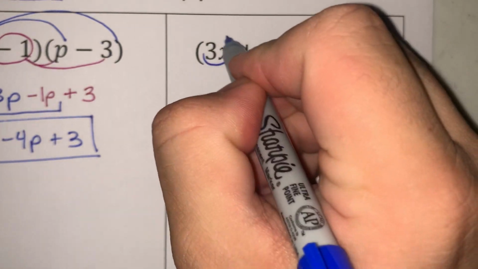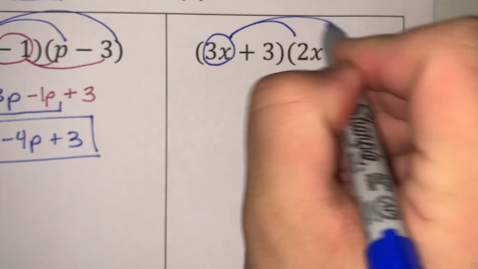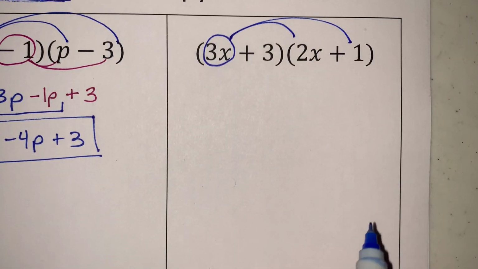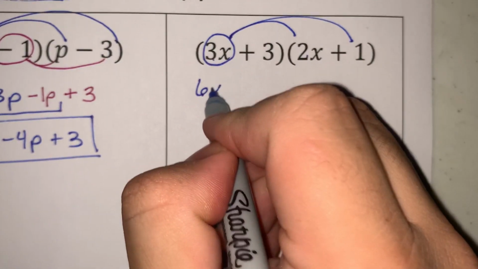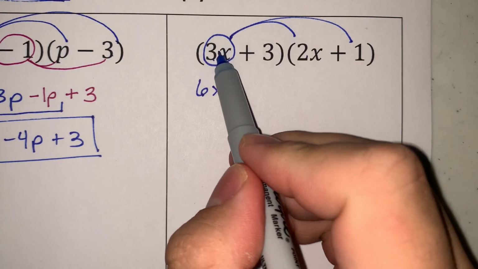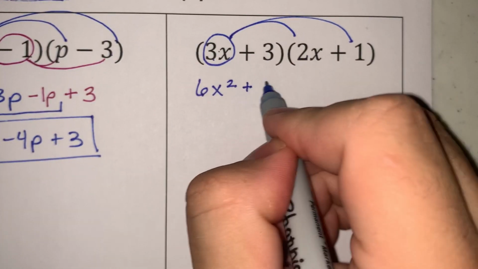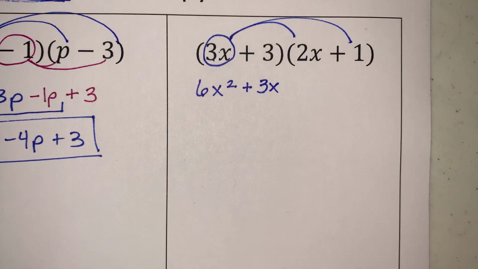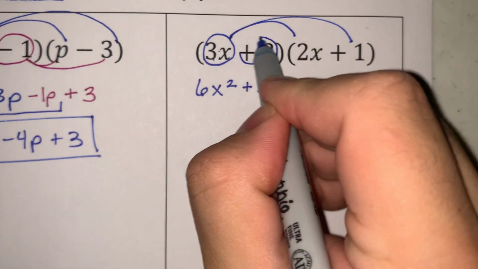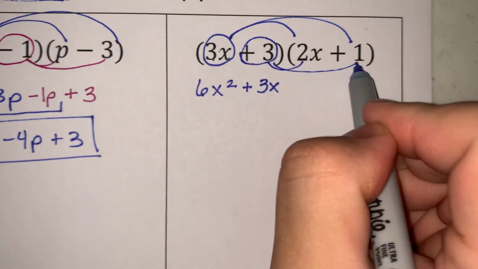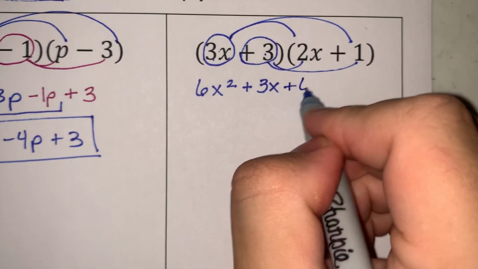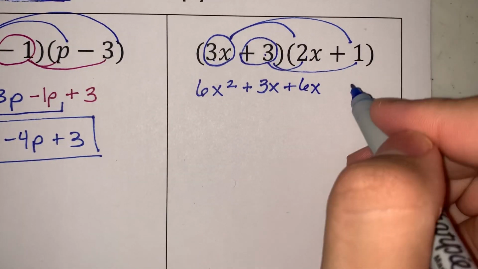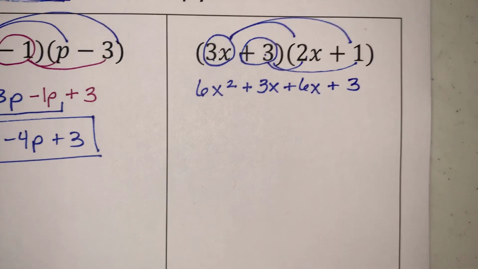Okay, so I'm going to do the same thing with this one. Again, I'm going to get the first term and multiply it by the two terms on the other side. So 3x times 2x is 6x squared. 3x times +1 is +3x. And then I'm going to do the same thing with this +3 here. +3 times both of these terms. Well, 3 times 2x is +6x. +3 times 1 is +3.